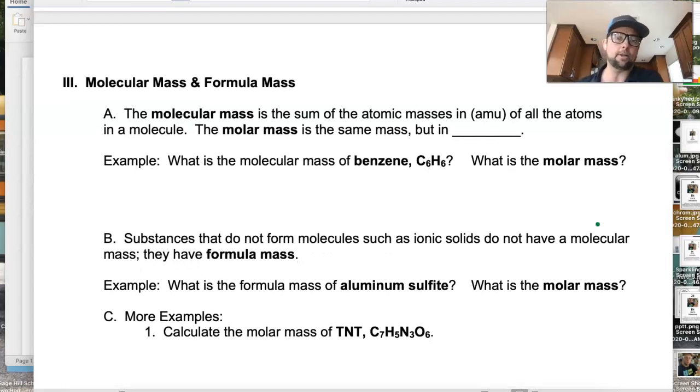The last little part we're going to cover here is really important. It's called molecular mass or formula mass, and that is if we're not dealing with a single element. We have to add up all the elements that are in the chemical formula. So molecular mass is the sum of the atoms in what are called atomic mass units. We don't use them very often because we don't have single molecules very often. So the molar mass is the same.